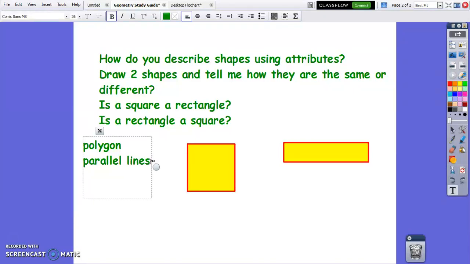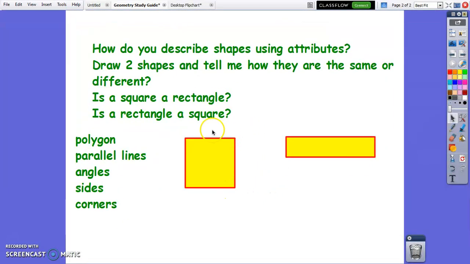You could say the name of it. Is it a square? Is it a rectangle? Is it a triangle? You could actually count the angles. How many angles does it have? Does it have right angles, which are made from perpendicular lines? These 2 lines that come together are perpendicular, and they measure 90 degrees. Count the sides. How many sides does each shape have? Count the corners. Remember, the angles are inside and the corners are on the outside here.